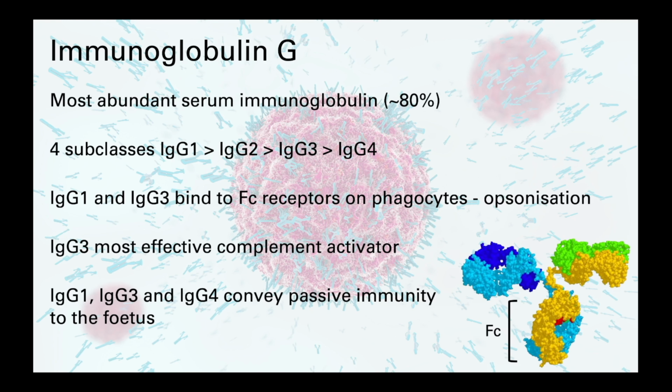IgG1 and IgG3 are excellent opsonins, so they coat pathogens and help in the process of phagocytosis by neutrophils and macrophages. IgG3 is a potent activator of the classical pathway of the complement system, whilst IgG1, IgG3 and IgG4 have important roles in crossing the placenta from mother to fetus to convey passive immunity to the newborn. IgG has an important role in the secondary immune response on re-exposure to a pathogen.